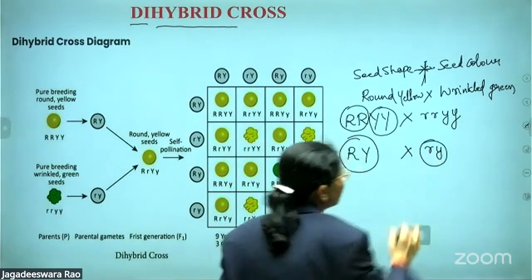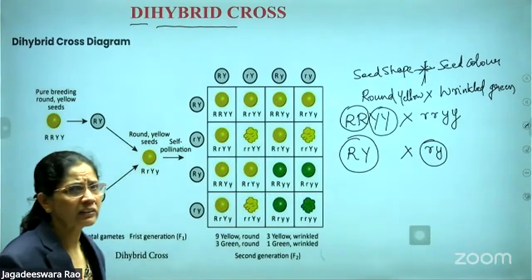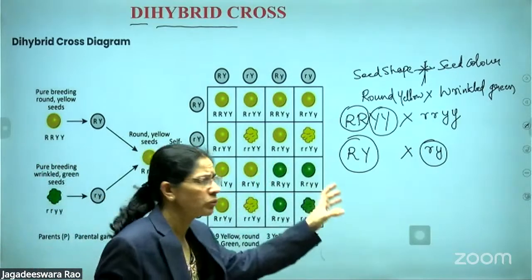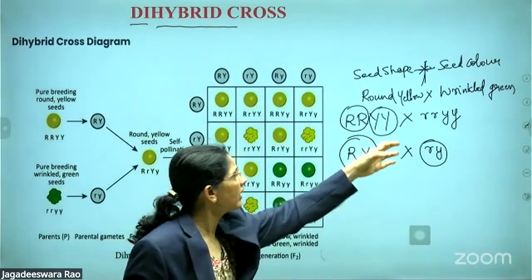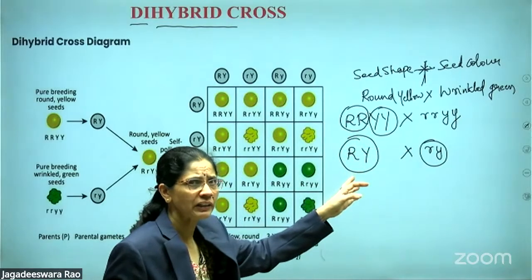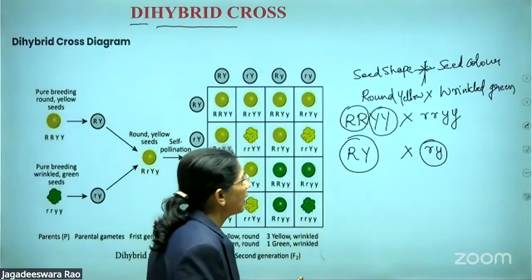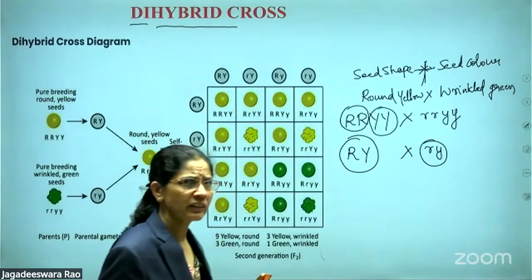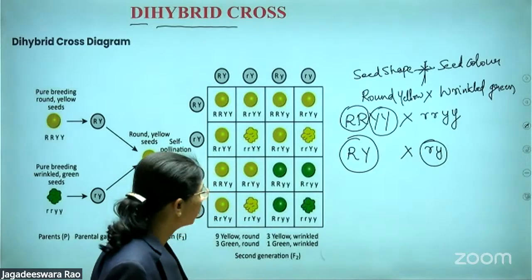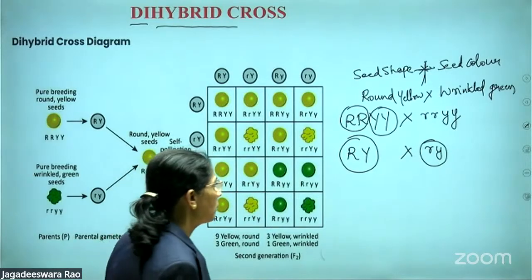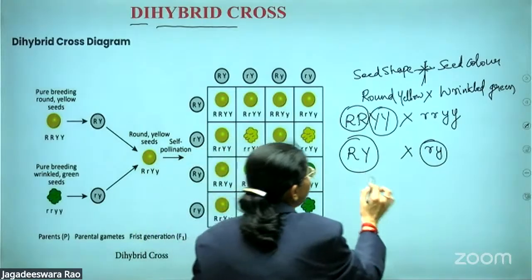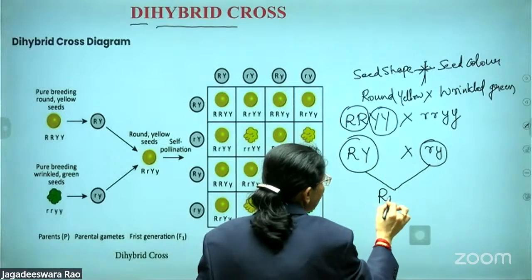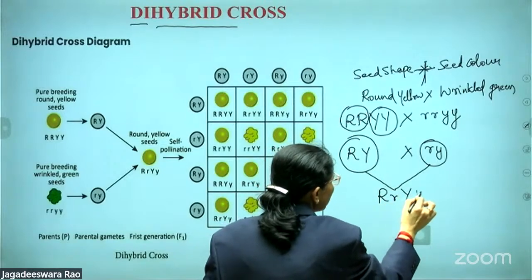Did you understand, children? Both the characters will be having their particular alleles. One of the alleles goes to the gamete. As there is a homozygous condition, we will get only one type of allele here: capital R, capital Y, small y. Is it confusing, children? I think it's very easy if you have studied the monohybrid cross, right? So in the F1 hybrid, what do we get? Alleles capital R, capital Y, small y.